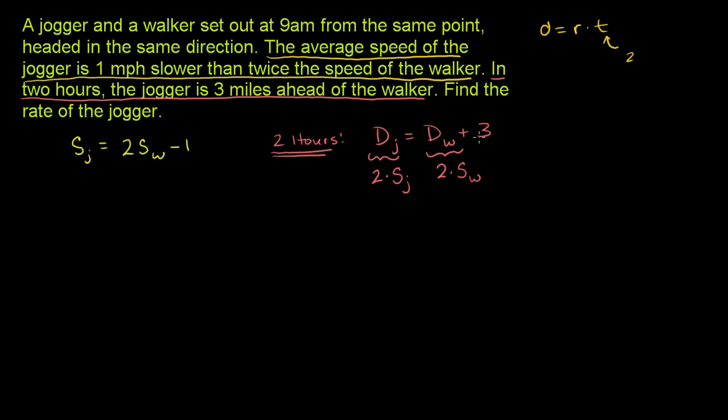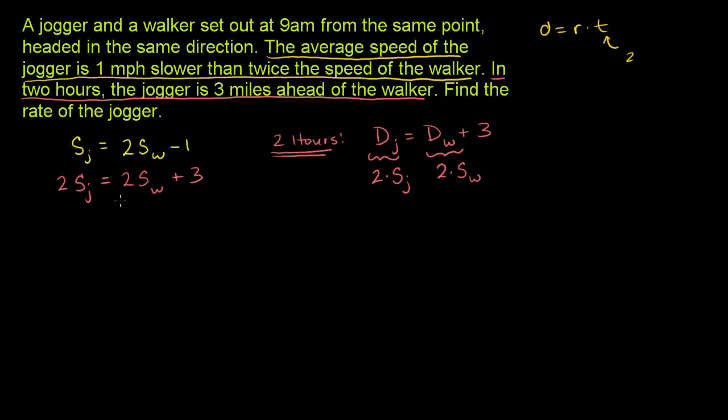So now we can rewrite this equation in terms of the speeds of the jogger and the walker. Instead of writing the distance of the jogger, we could write 2 times the speed of the jogger, is equal to, instead of the distance of the walker, 2 times the speed of the walker, plus 3. Now we have 2 equations and 2 unknowns.